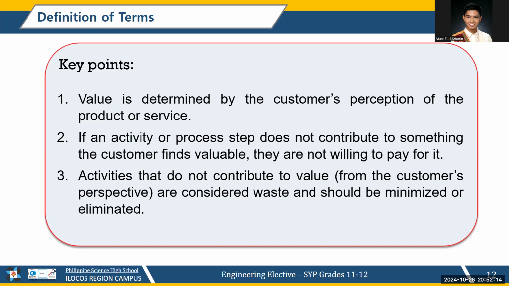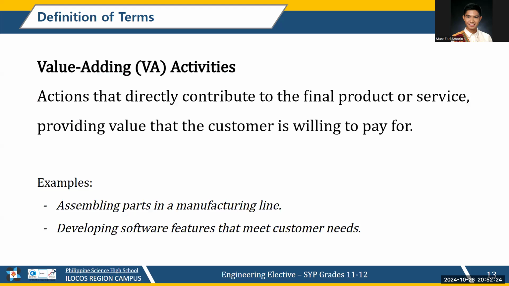Activities that do not add value or do not contribute to value are considered waste and should therefore be minimized or even eliminated. Now, for the value-adding activities, these are actions that directly contribute to the final product or service, and it provides value that the customer is willing to pay for. So examples of value-adding activities in our processes could be, number one, assembling parts in a manufacturing line, because if you do not assemble the parts, then you cannot come up with the final output.